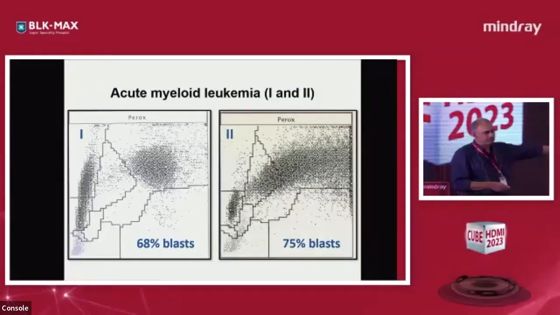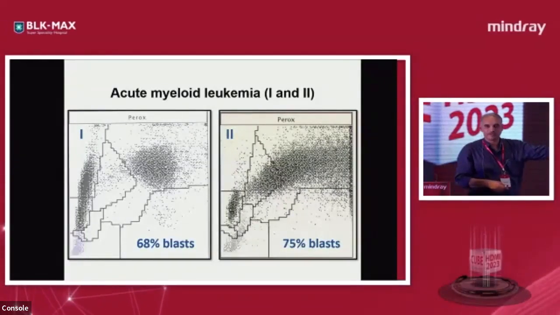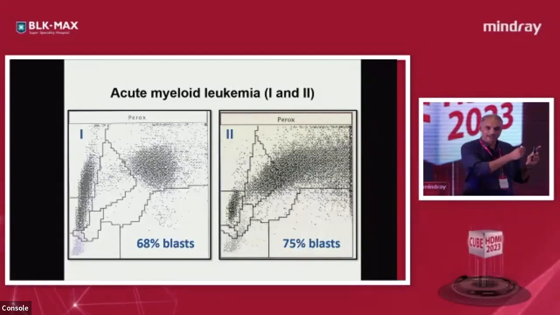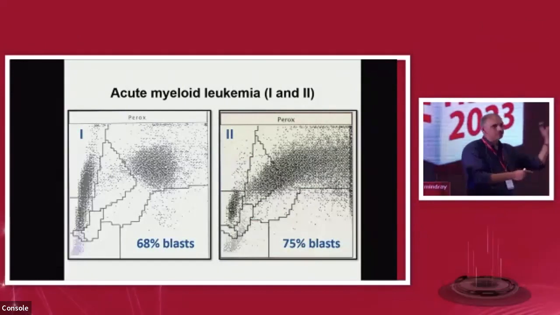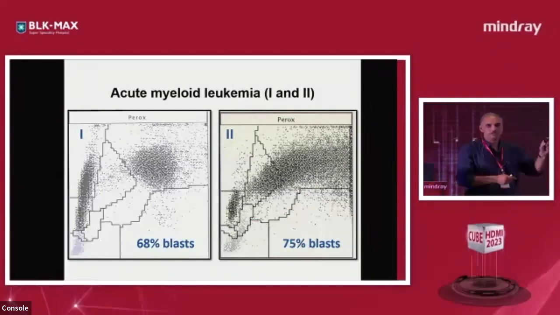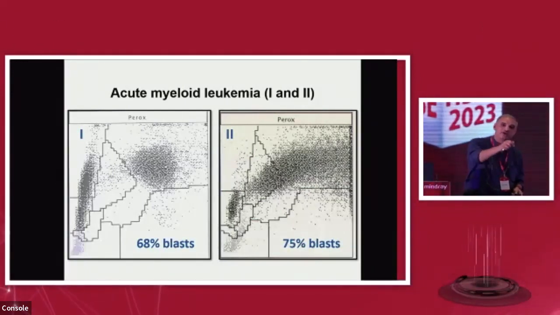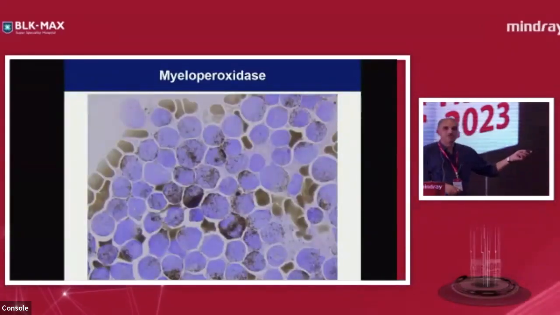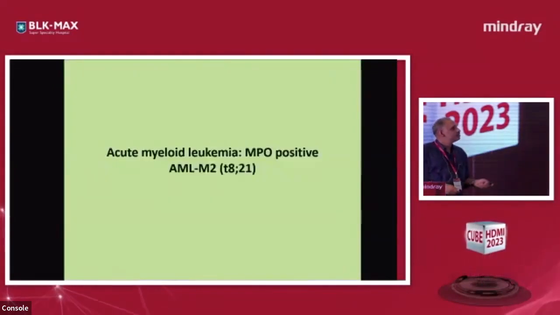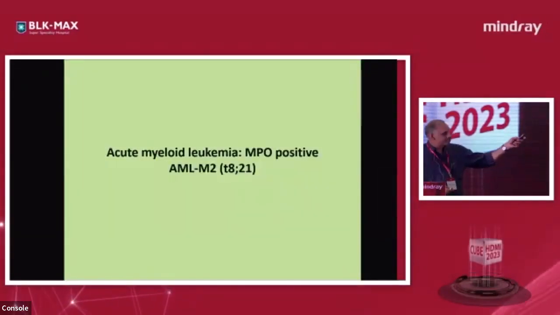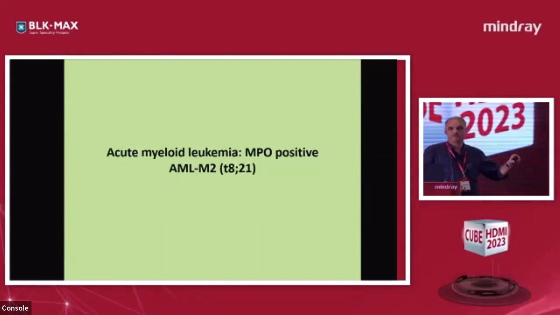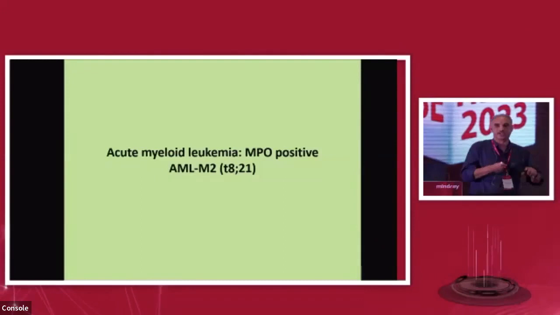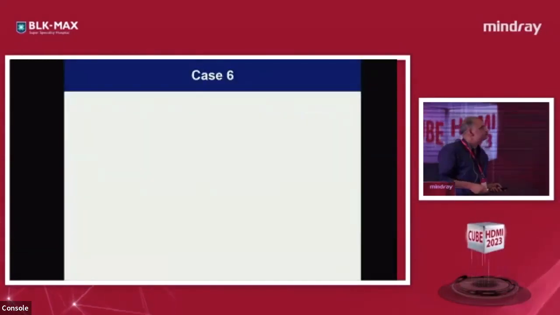And the left is another case. To the right is our case, 75% blasts. Because the blasts were MPO positive and had granules, the machine picked up the scatter and threw them on the neutrophil side. So actually the machine was telling me you got MPO positive blasts. I got my diagnosis. So this was actually an acute myeloid leukemia, MPO positive, turned out to be an AML M2 with 8;21 translocation. So the machine never makes a mistake. It points out what it is getting.